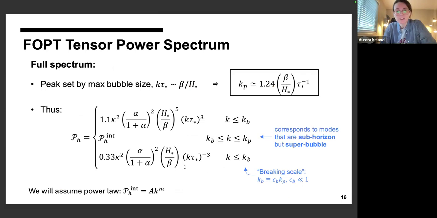This is a superhorizon piece, this is a subhorizon piece, and I should note that when we derive the spectrum in the superhorizon tail, we make some approximations, so it doesn't hold all the way up until the peak. So in the intermediate region, we just have some interpolating function. The peak itself is set by the max bubble size and has this expression.